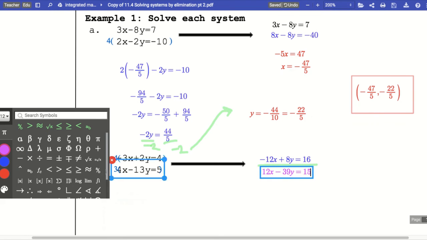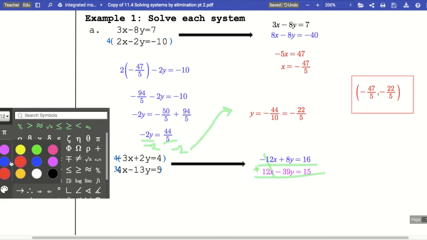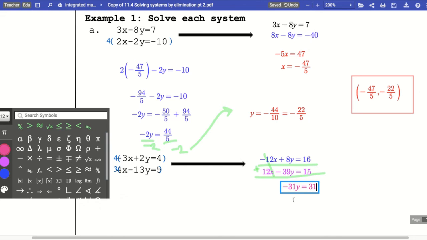All right, and so now I can just add my two equations together, and when I add them, my x's cancel. Negative 39 plus 8 is going to be negative 31. And this one's much nicer because you'll notice that we'll also get, when we add the numbers, the y's, I get negative 31y, but then 16 plus 15 is 31, which means if I divide by negative 31, I'm going to end up that y, in this case, is going to equal negative 1.